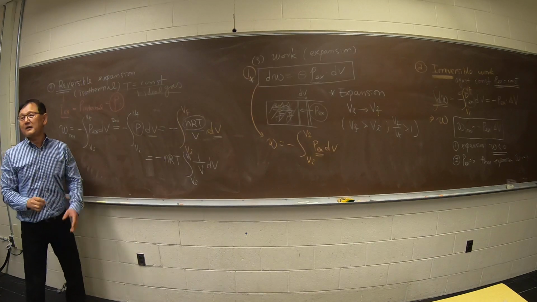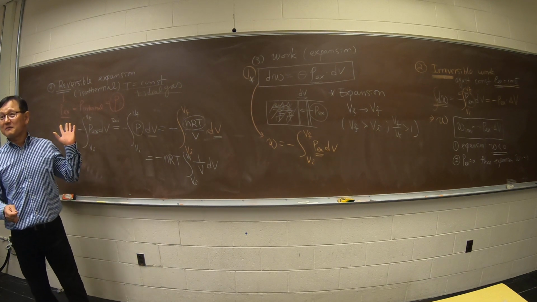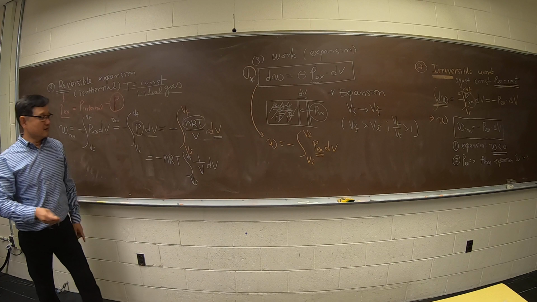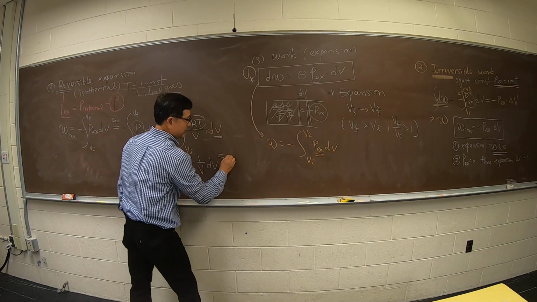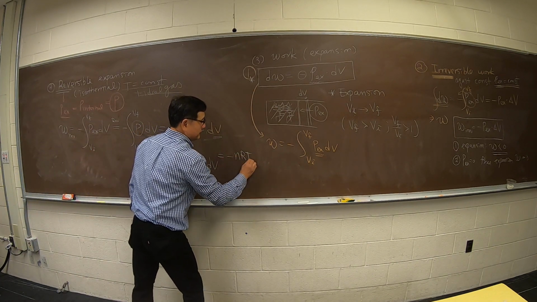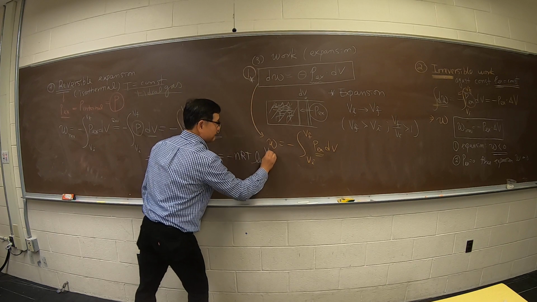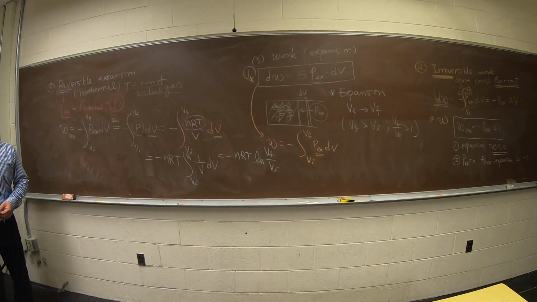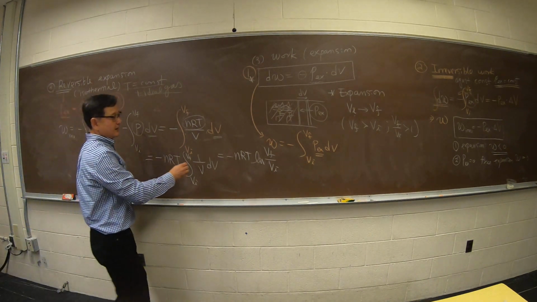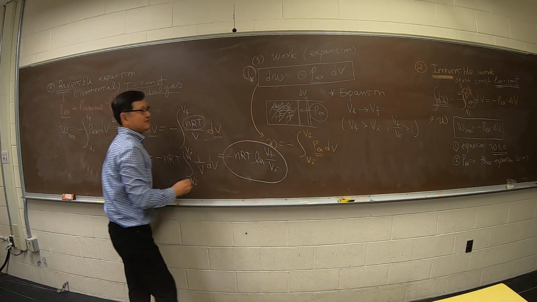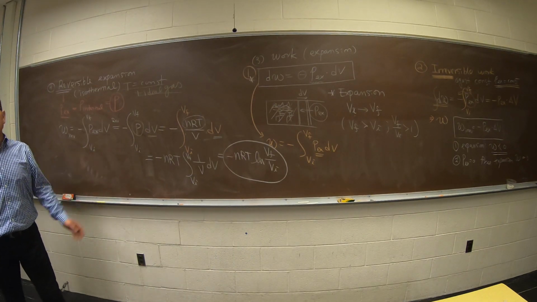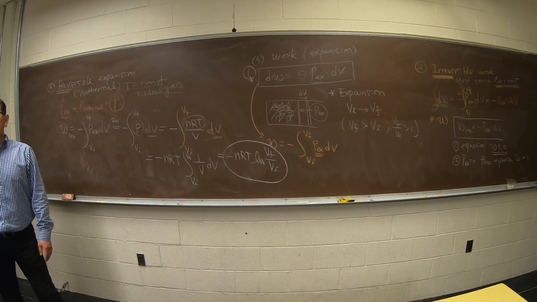Do you remember I wrote down this equation before the lecture? That's the equation, right? So what I am writing here is minus nRT natural log of final volume over initial volume. So this is an equation. If you're looking at any textbook on thermodynamics, this equation pops up everywhere. Okay, and it's so easy to derive from here.